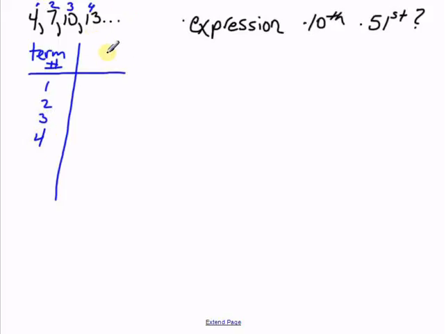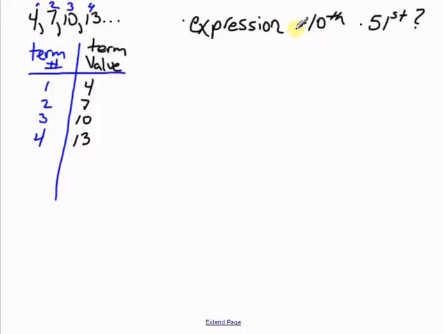The next thing we keep track of is what's the term value. What is the value of each of these numbers in the pattern? Well, the first number in the pattern is 4. So that's the first term value. The value of the second number in the pattern is 7. The value of the third number in the pattern is 10. And the value of the fourth number in the pattern is 13. So the term value is simply the numbers that come up in the pattern that you're given. So here's my chart that I want to start with.